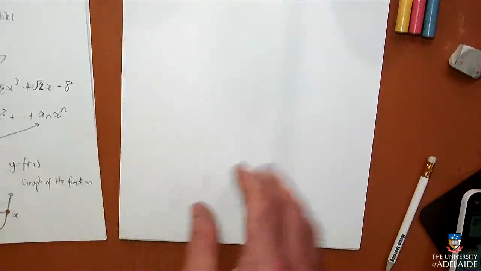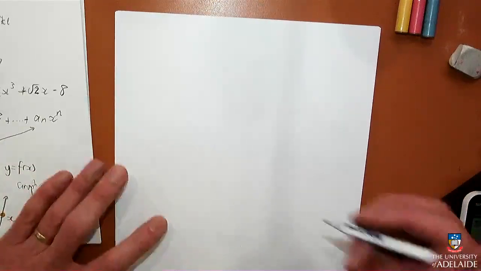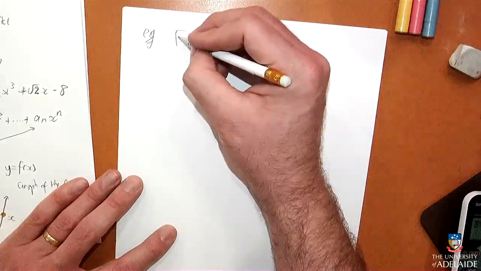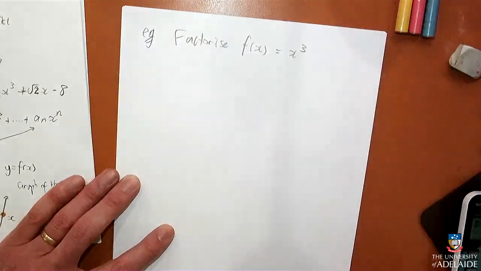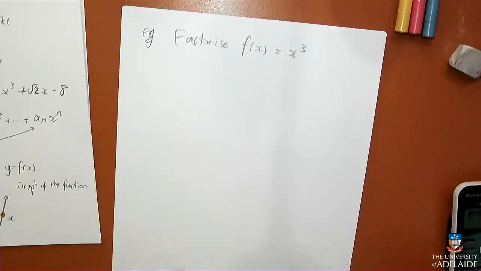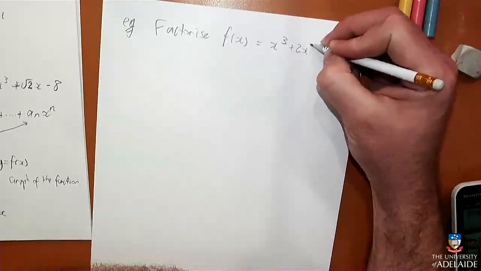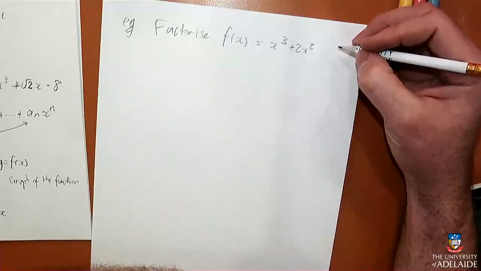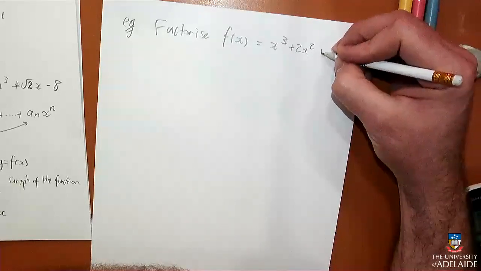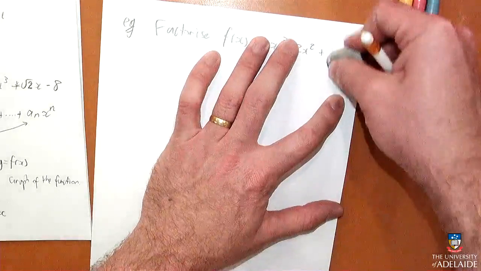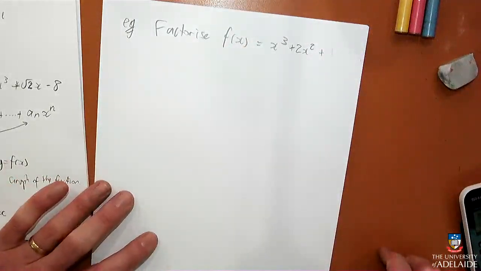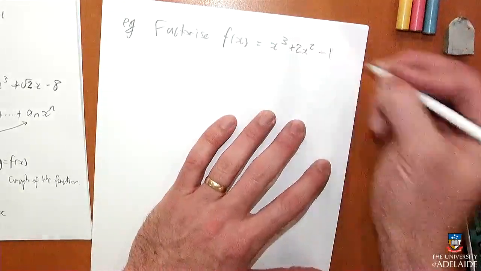So just one final example before I sign this off. Give me a second. Factorise this. x cubed plus 2x squared minus 1, sorry.